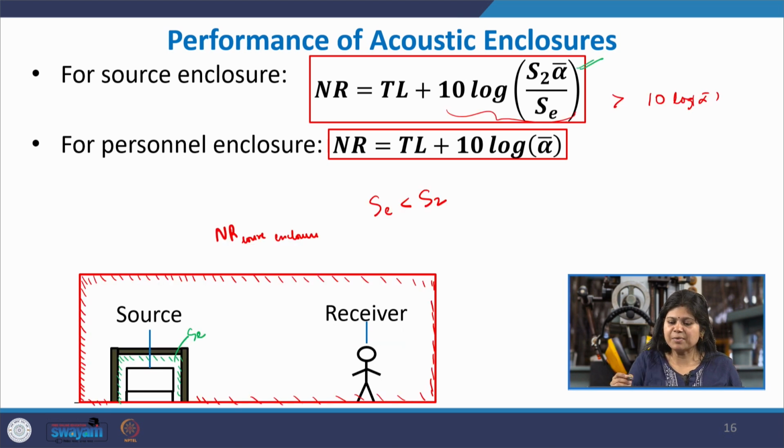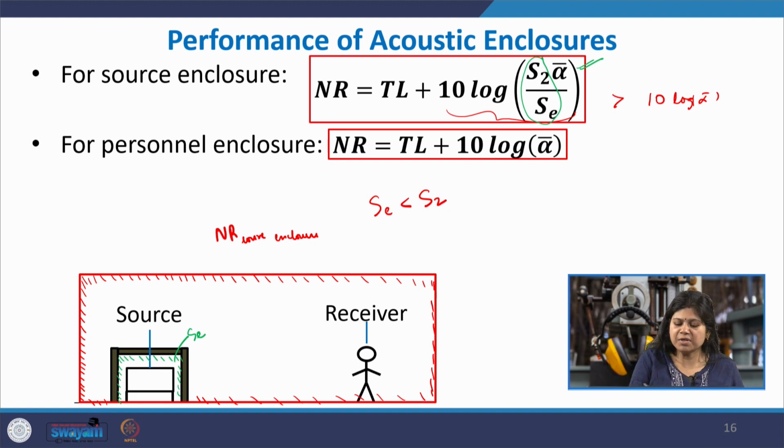So, what happens is that this quantity in general is greater than 1 because SE is always smaller than S2, the way the enclosures are made. The enclosures would obviously be smaller than the overall factory room over which it is being installed, and hence SE is always smaller than S2.